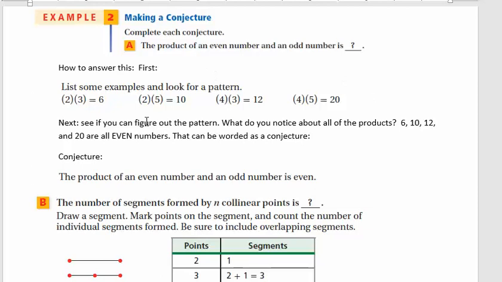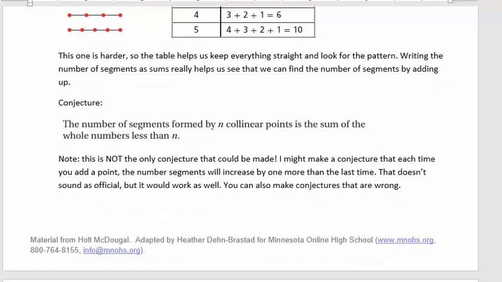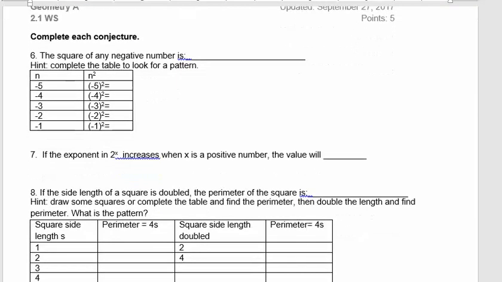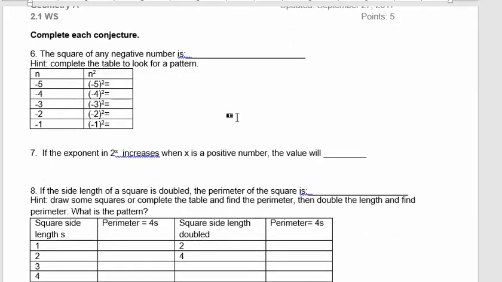So you might have to do some problems. You might have to work this out. Like this says the product of an even number and odd number. So I did several examples. And then I looked at what I got for answers and then made a conjecture about what the answer would be. So you can look over those examples some more. I don't want this video to be too long, so I'm going to move on to some problems.